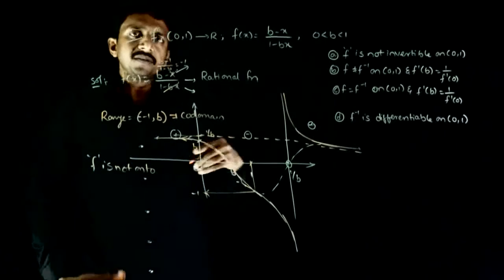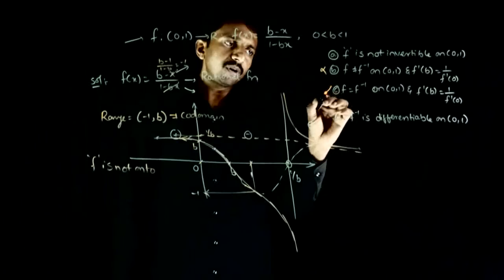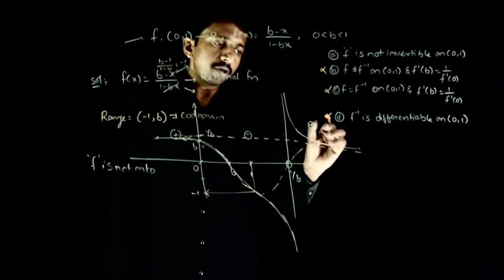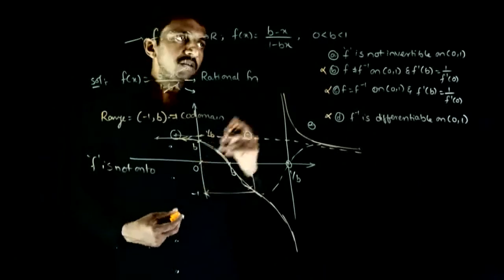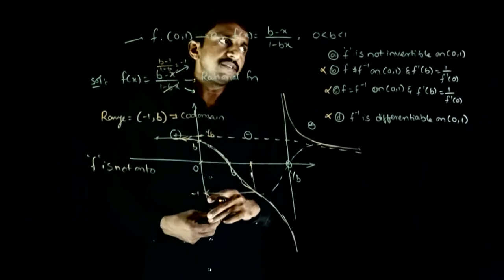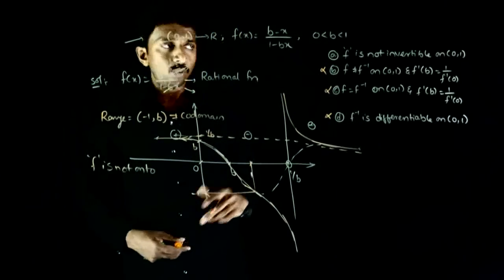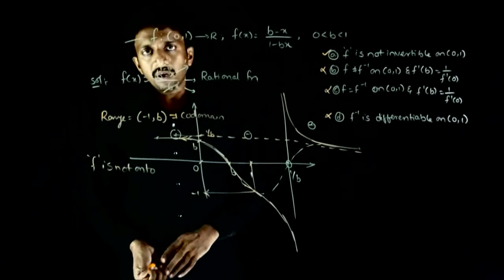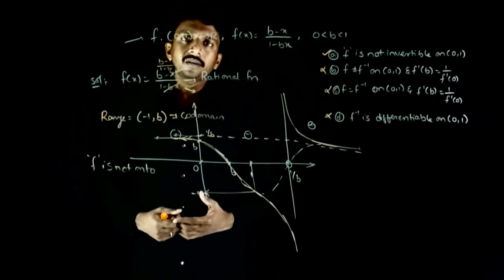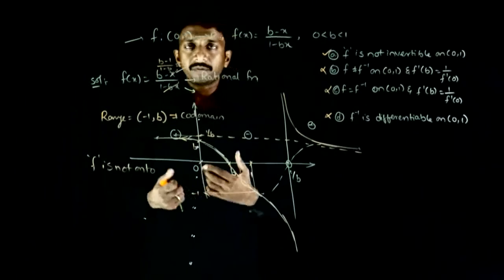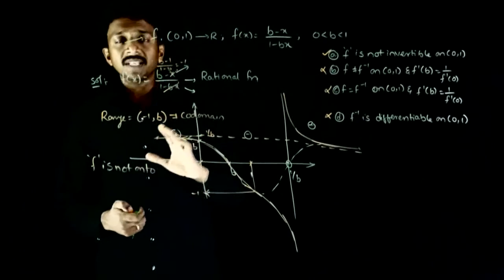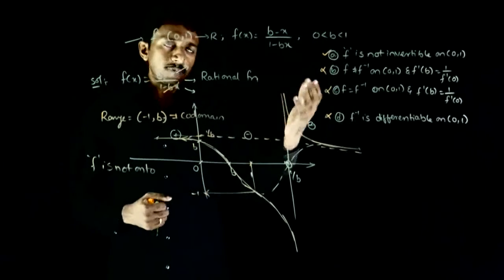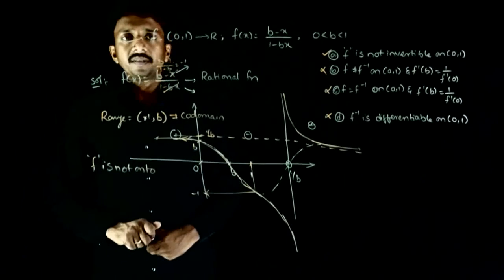So option B and C तो सीधा गलत हो गया because they are talking about F inverse. And option D भी गलत हो गया because it is also talking about F inverse. So the first option, F is not invertible on 0 to 1, is the right answer because F is not onto, it is not invertible. So for a function to be invertible, it has to be 1-1 as well as onto. So onto नहीं है तो invertible नहीं है. So option A is the right answer. Thank you.